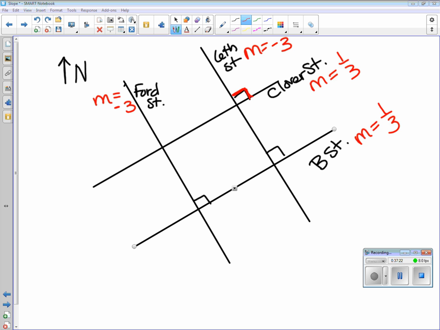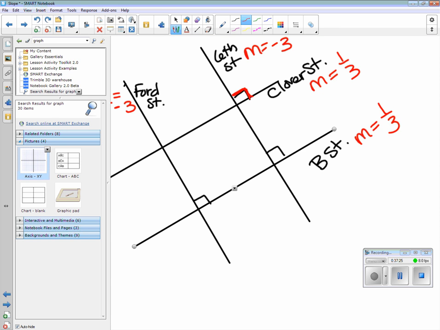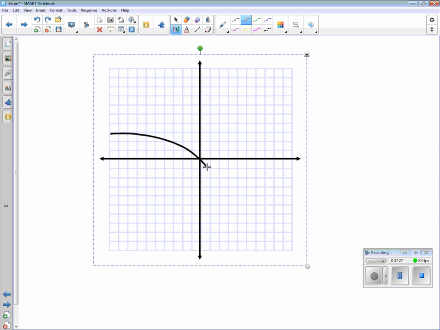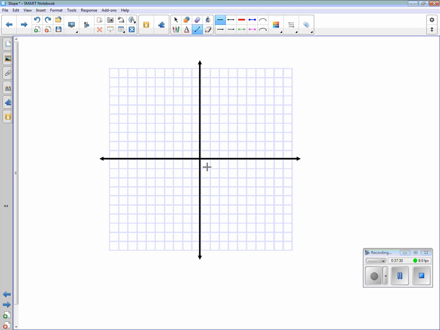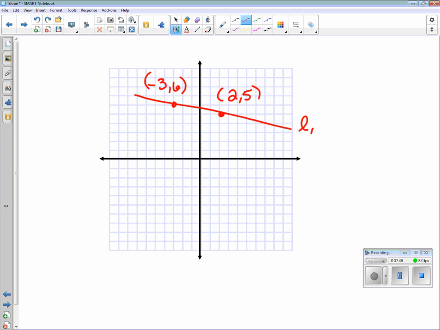All right, so let me go ahead and pull it up here, and let's look at it. So we are given (-3, 6) and (2, 5), and we have the line drawn through those. What's the slope of this line? How do I find it? We'll call it line 1. The slope would be 5 minus 6 over 2 minus -3, or -1 over 5. I agree.